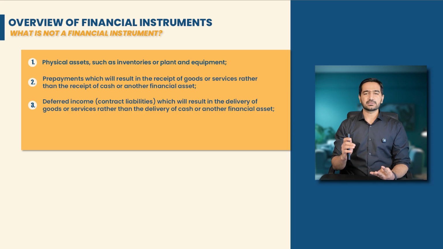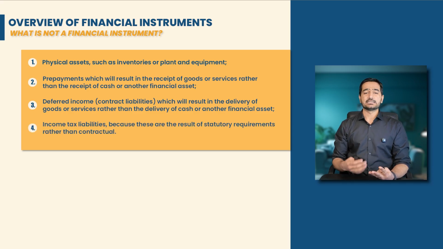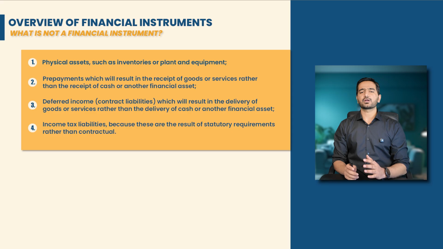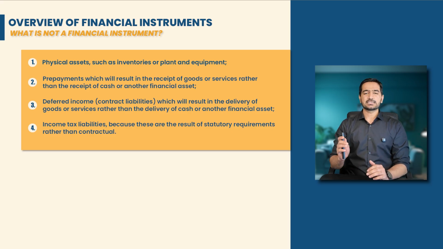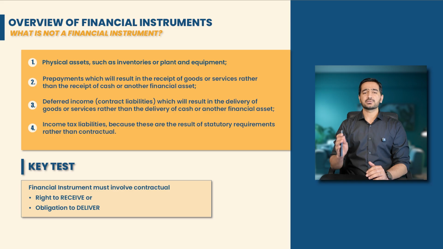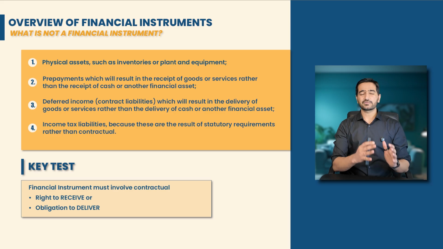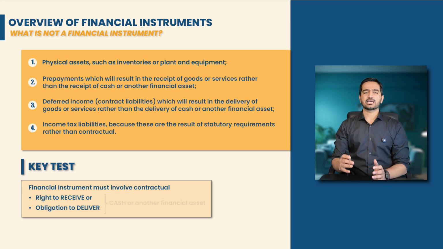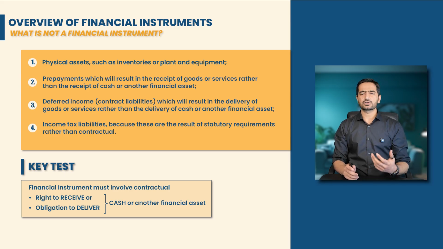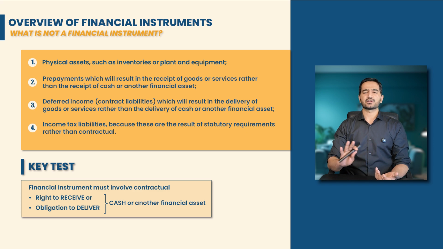Number four, income tax liabilities and deferred taxes. These arise from the statutory requirement under tax laws, not from a contract between two parties. So income tax and deferred tax are not financial instruments. My friends, the key test is a financial instrument must involve a contractual right to receive or a contractual obligation to deliver cash or another financial asset. If it involves goods, services or a statutory obligation, it is not a financial instrument. Are we clear on that? Great.